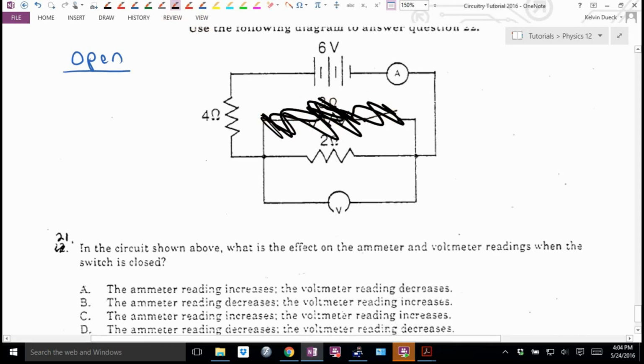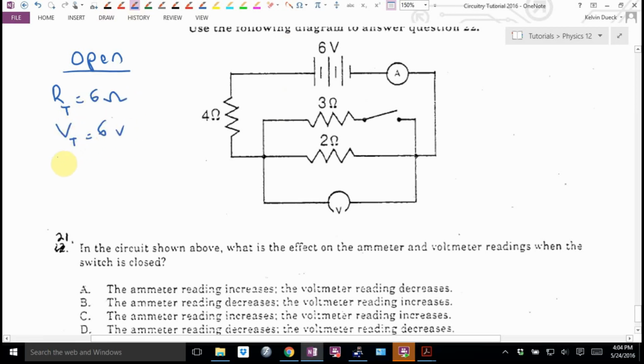I have a 4 and I have a 2. That 4 and that 2, are they in series or in parallel? What's the total resistance? Yeah, I thought I heard somebody murmur 6. So I'm just going to say when it's open, R total is 6 ohms. V total is 6 volts. What's I total? Well, I total is going to be V total divided by R total. It's going to be 6 divided by 6, in your head, please.